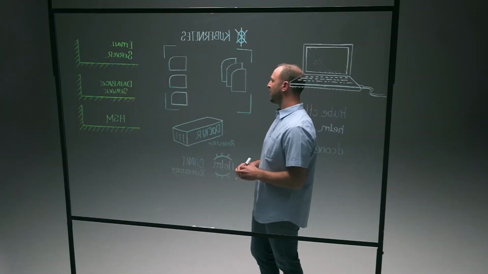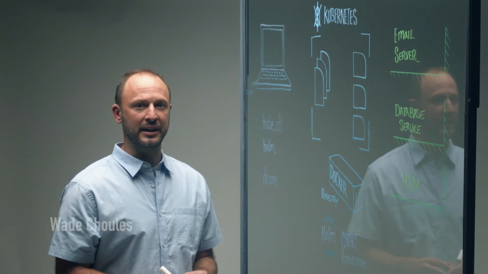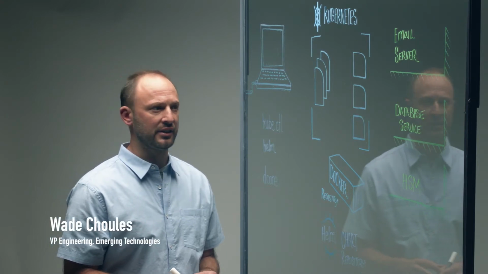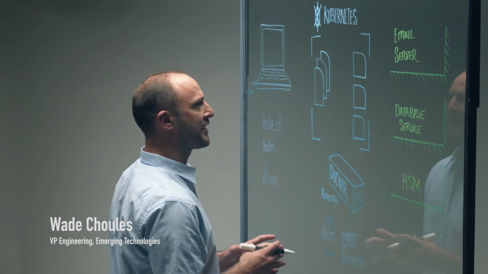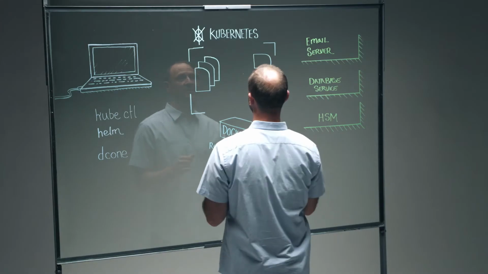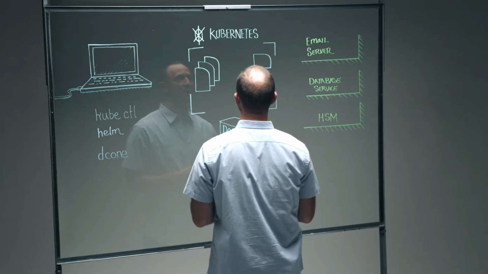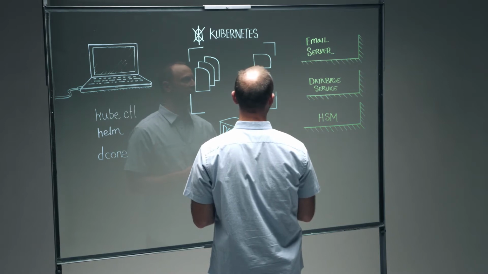DigiCert ONE can be installed in minutes versus months. Our modern PKI platform was engineered for the cloud. Before starting, let's assume you have access to a Kubernetes cluster. This cluster can either be in your data center, or it can be a platform on a cloud provider.